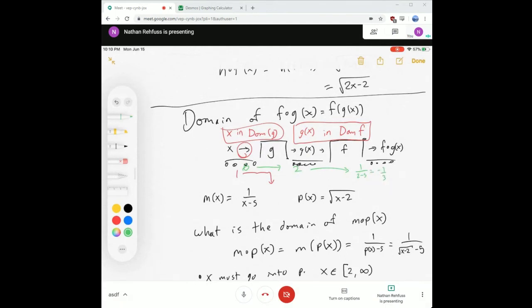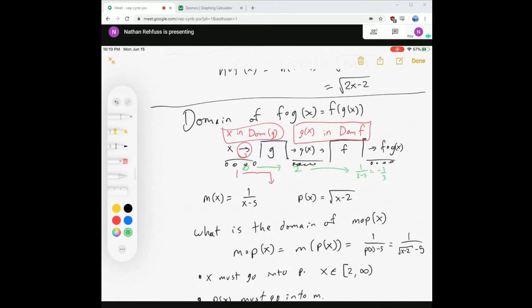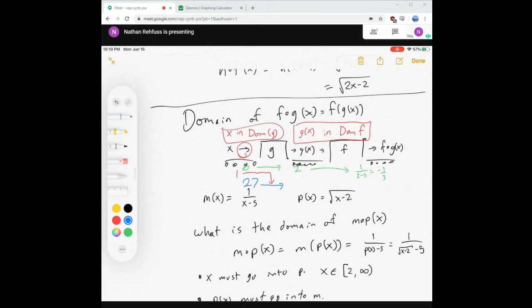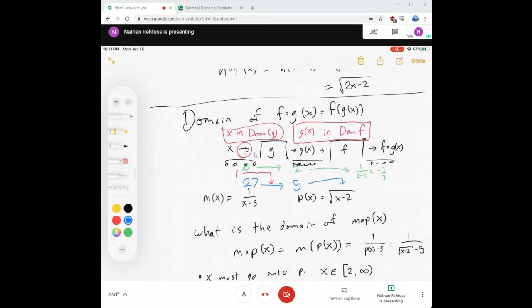But there's another failure mode. The number I got was 27. If I plug 27 into p, p of 27 is the square root of 27 minus 2. So that's the square root of 25, which is 5. So p of 27 makes a 5, and f of 5 doesn't work. So any number smaller than 2 won't go into the first one. 27 specifically will make an output that won't go into the second one.